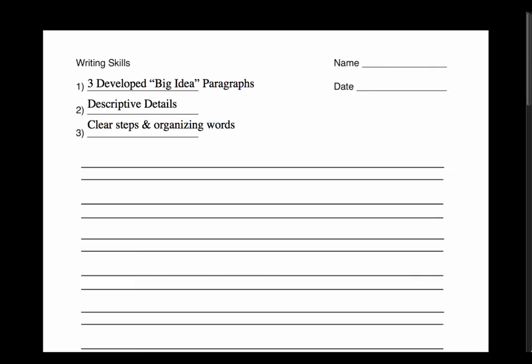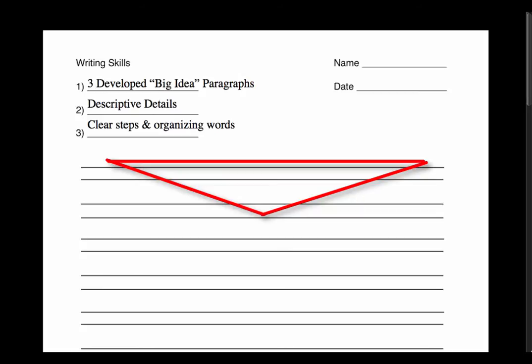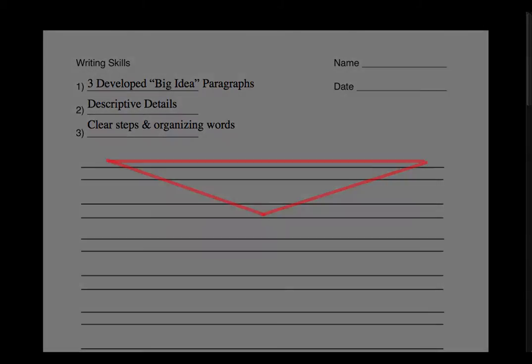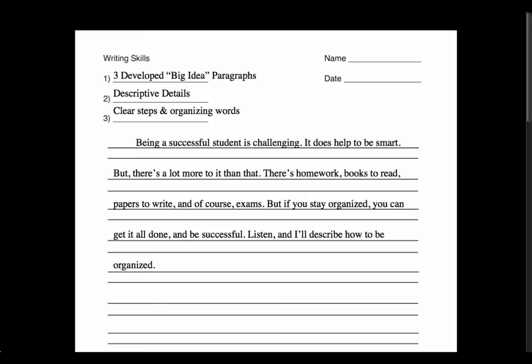You write your opening paragraph. Begin with the concept of successful students and end with your specific topic of describing how to be organized. This is a paragraph that I wrote. My first sentence contains my broad concept. In the next few sentences, I explain why being organized is good. Then I end my paragraph with my specific topic of describing how to be organized.